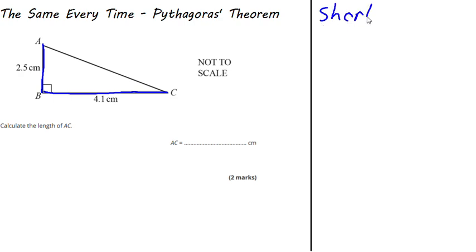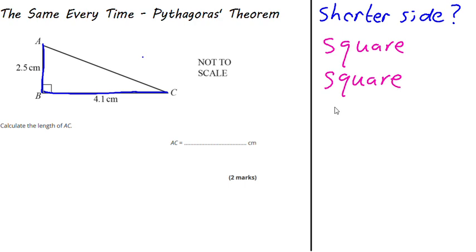And if you are finding one of the shorter sides, then what you need to do is square, subtract. So there's the difference between longest side and shortest side, and square root. So square, subtract, square root if you are finding one of the shorter sides. Now we'll look at this example and you'll see what I'm trying to tell you.